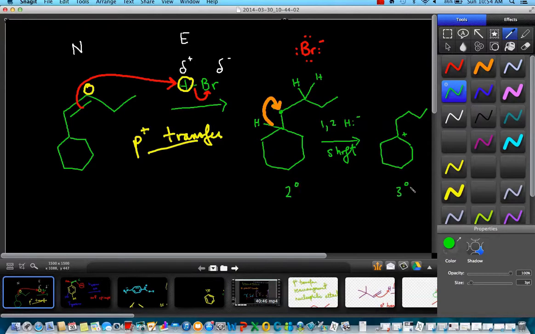I get more orbital overlap. It's lower in energy. So at this point, I have the most stable carbocation that I can have, and I have bromide ion in solution. And of course, this second step is a rearrangement.